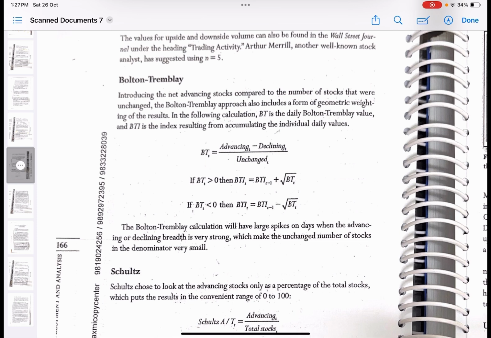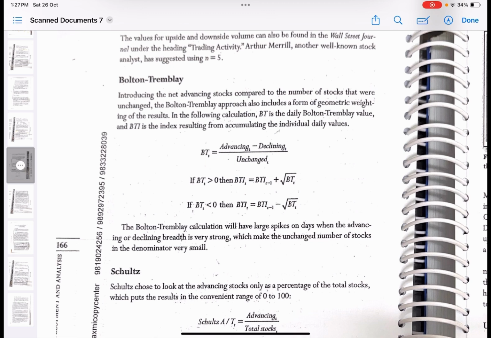So Bolton Tremblay of today is basically advancing of today minus declining of today divided by unchanged. Okay, so what is Bolton Tremblay? Advancing minus declining divided by the unchanged values. The moment you see that, you need to keep in mind that that is basically talking about Bolton Tremblay, and here a weighting factor is involved, which is why we are dividing it by the unchanged values.